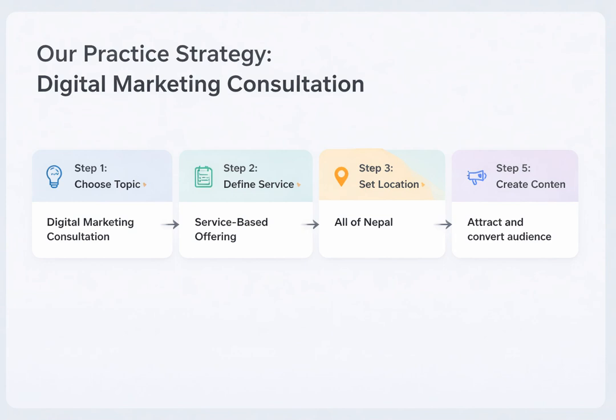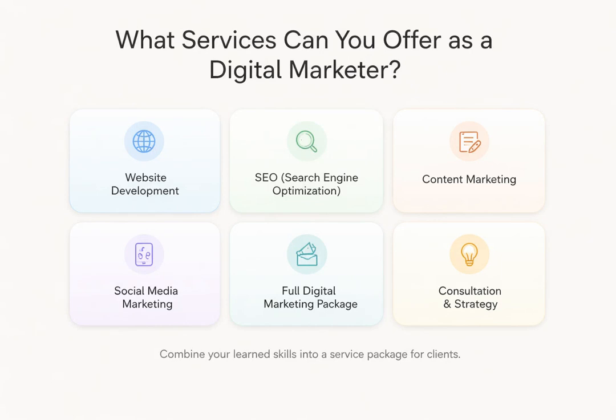The instructor emphasizes, building the strategy is step one, but actually executing it is where the real work and real results come from. So what exactly can you offer as a digital marketer? The instructor runs through the skills that have been covered in the course: website development, SEO, content marketing, social media marketing, and points out that these can all be packaged together into a comprehensive service offering. You don't have to offer just one thing. You can create a full digital marketing package that includes multiple services, or you can specialize in one area and offer consultation around it.